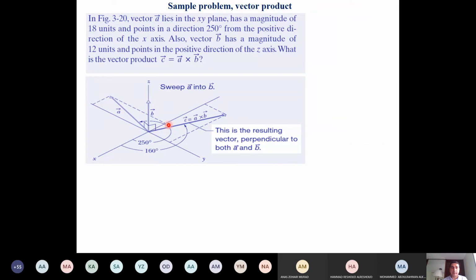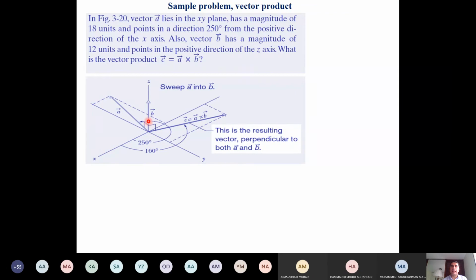So look at this. First of all, this is the x-axis, and this is the positive y here, positive x and positive y. So vector A is going to make this 250 degrees all the way from here to here, and this is the direction of the vector now. And it has the magnitude of 18 units. Also, vector B has a magnitude of 12 units and points in the positive direction of Z. So vector B is in the Z direction here, and the magnitude of that is 12.